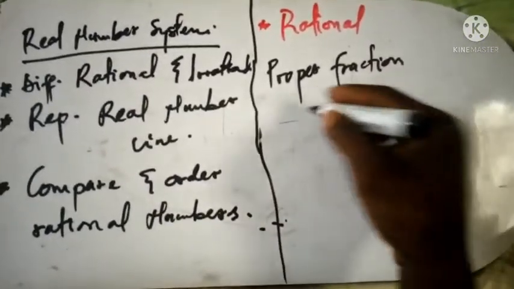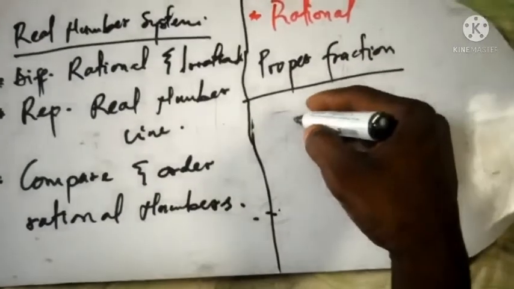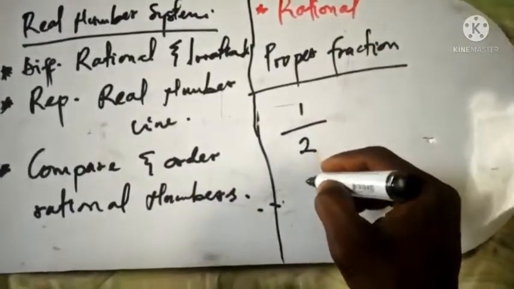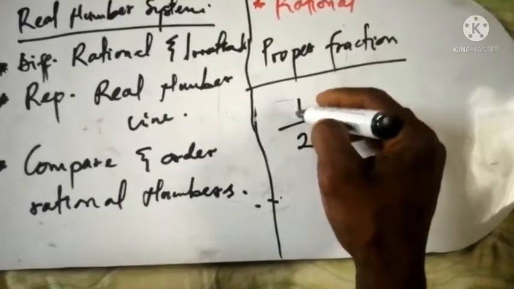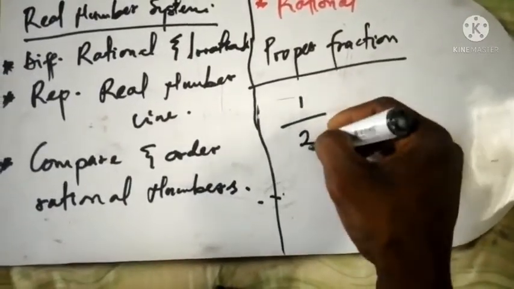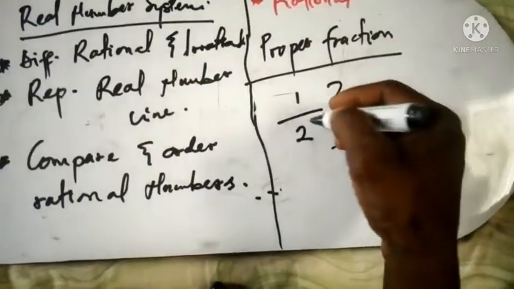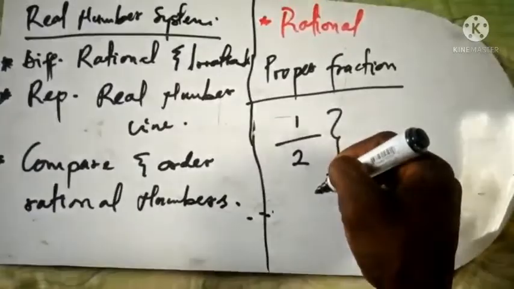Who is a proper fraction? The proper fraction is something where the top one must be smaller than the down one. Is that okay? The top number here always has to be smaller than the down one. So when I see something like this, it is a proper fraction. So of course this is a rational number. Is that okay?